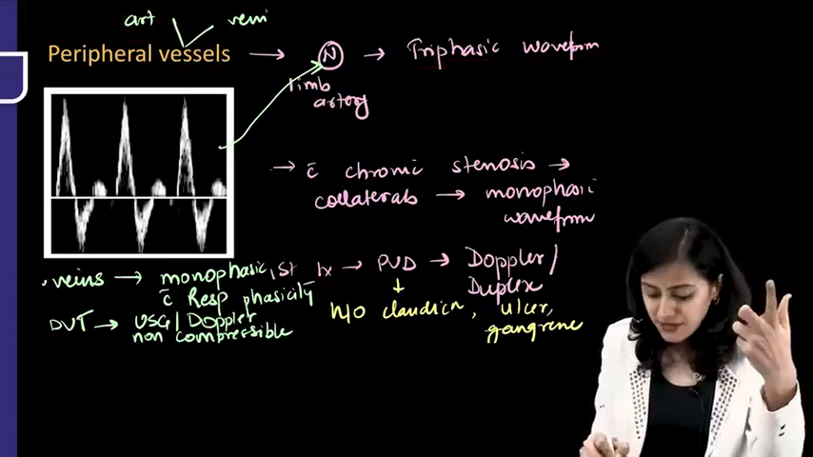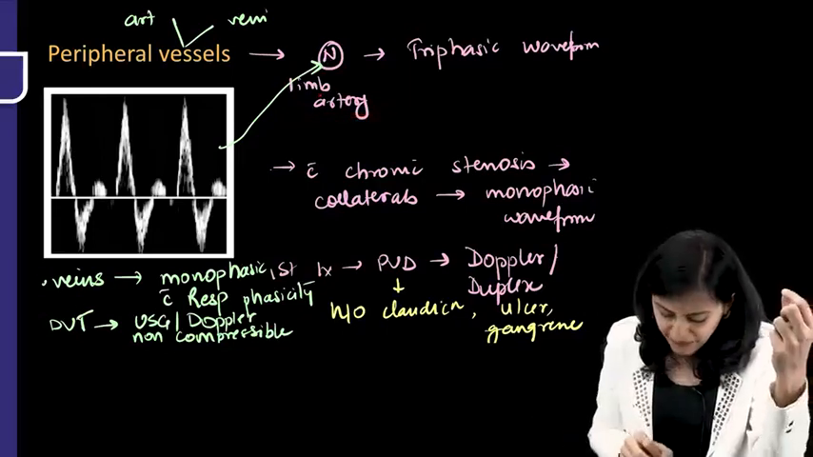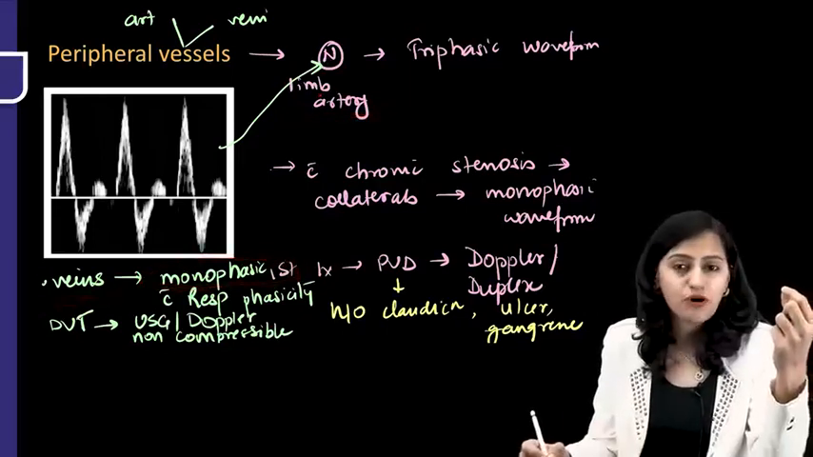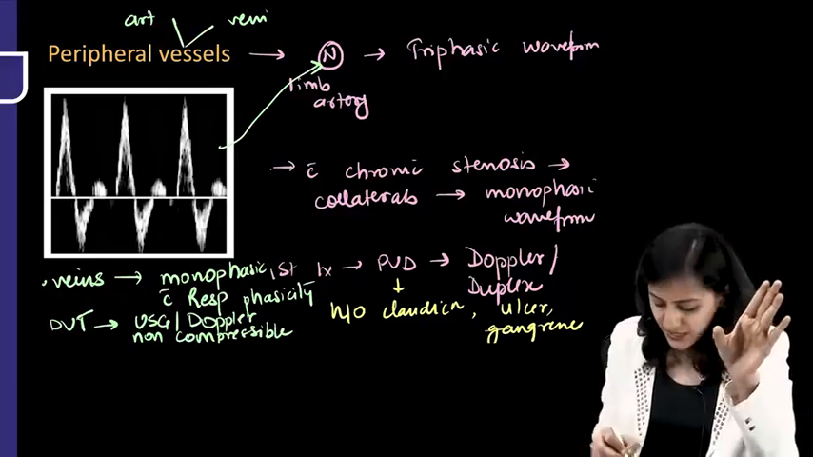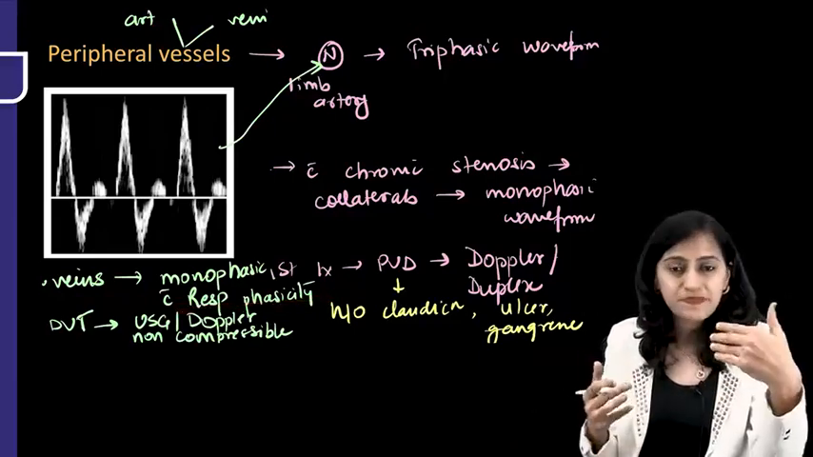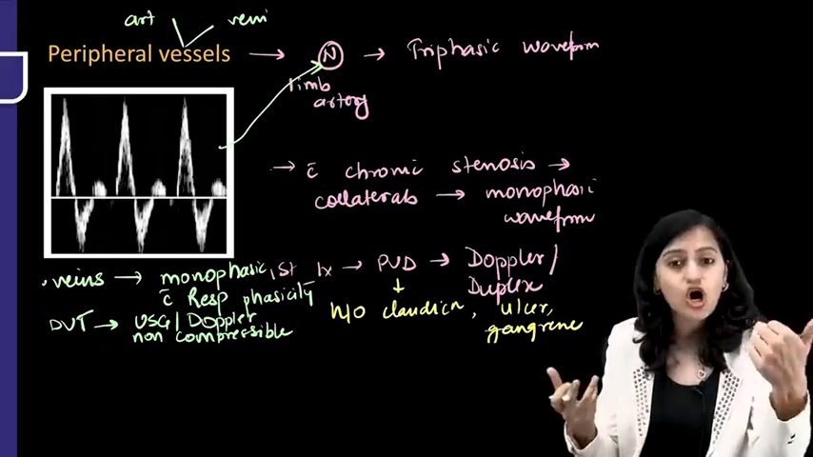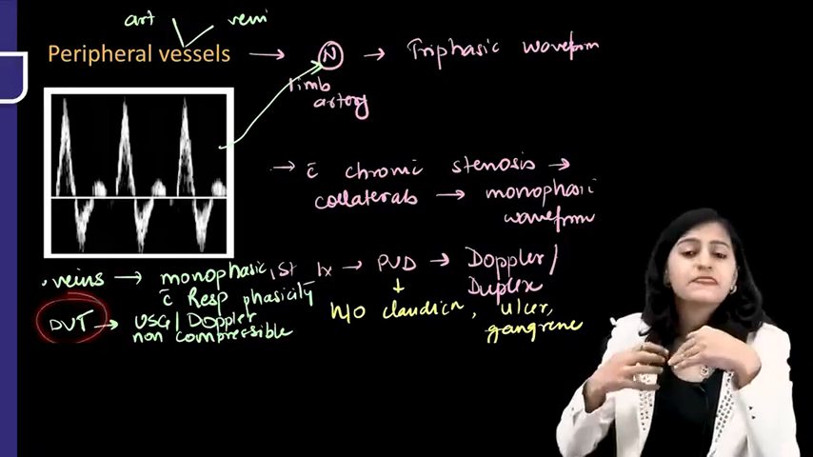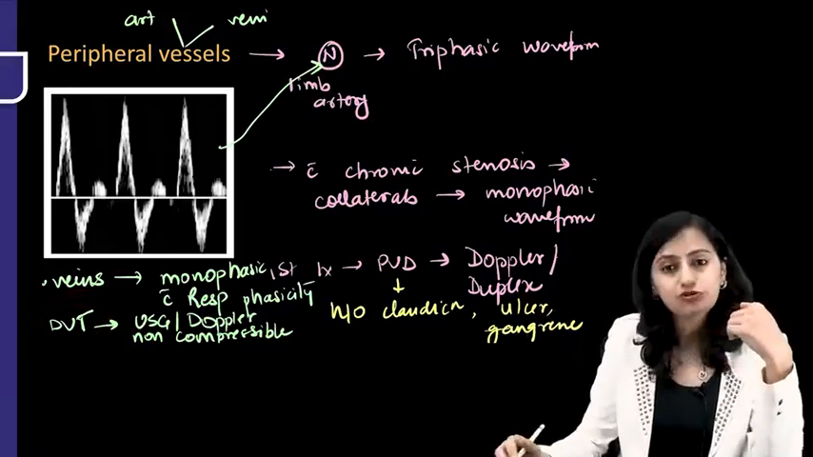The limb arteries, because of the high resistance, give a triphasic waveform. Veins give a monophasic waveform. A normal, patent vein has respiratory phasicity. If the respiratory phasicity is gone, then that suggests that there is a proximal venous thrombosis.